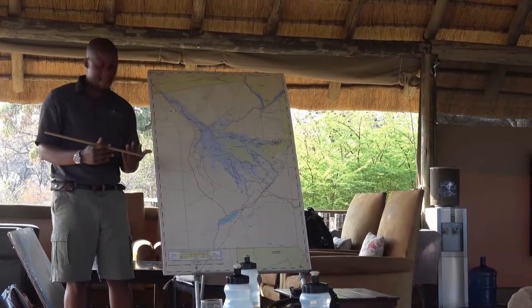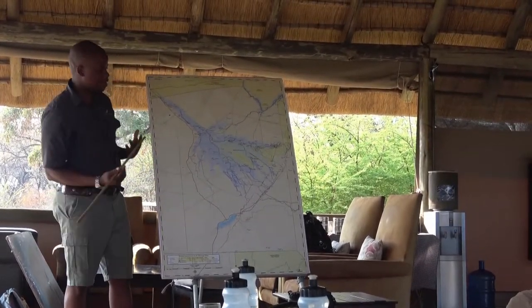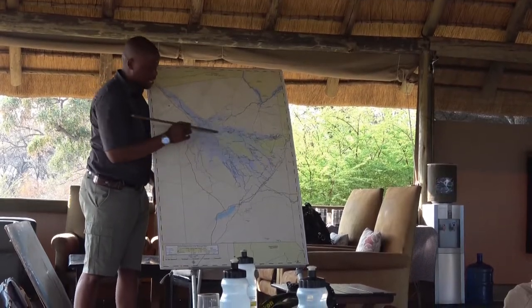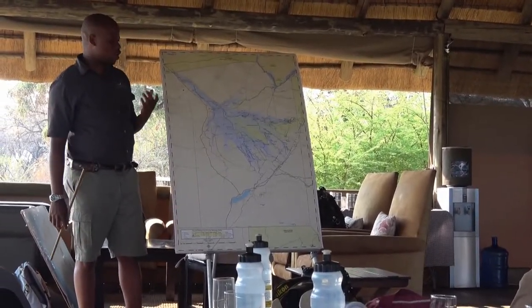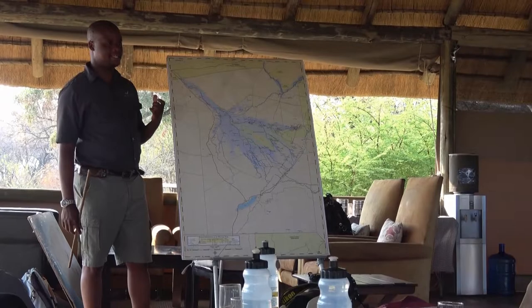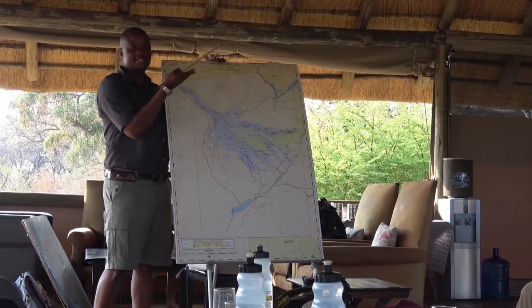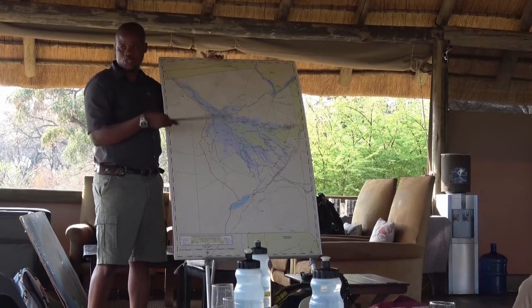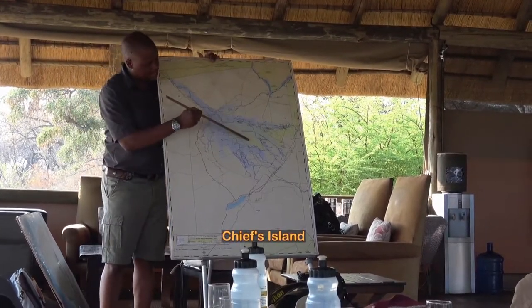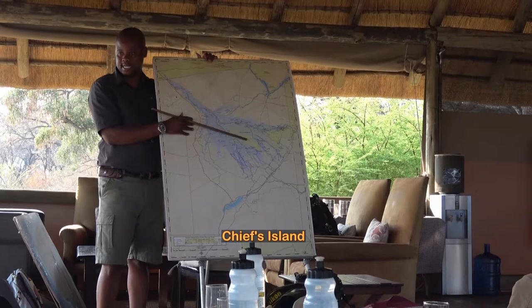So it's more like a basin. But again, in the middle there, because of those tectonic activities, there was a major island that uplifted in the middle of the delta. It is known as Chief's Island, right in the middle here of the Okavango Delta.